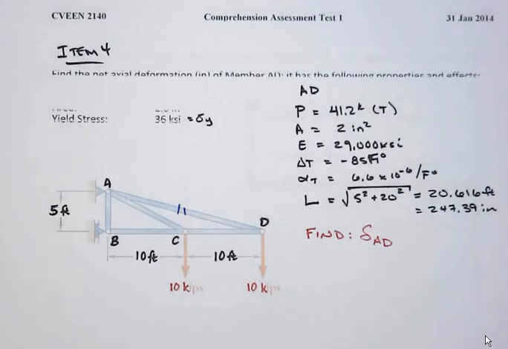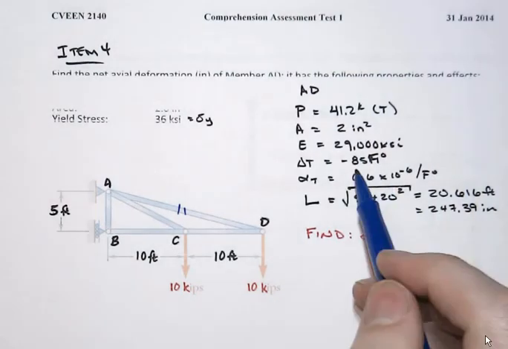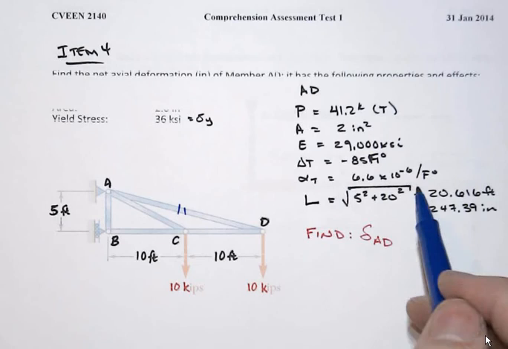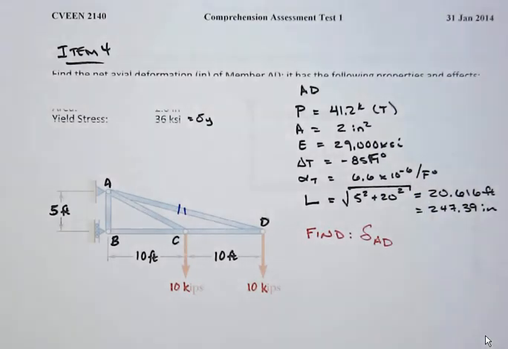The cross-sectional area is 2 square inches. The modulus of elasticity is 29,000 ksi, that of steel. A temperature change happens of a minus 85 Fahrenheit degrees, and the thermal coefficient of expansion and contraction is 6.6 times 10 to the minus 6 per Fahrenheit degree.